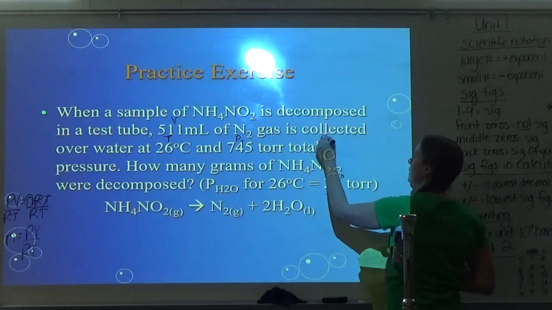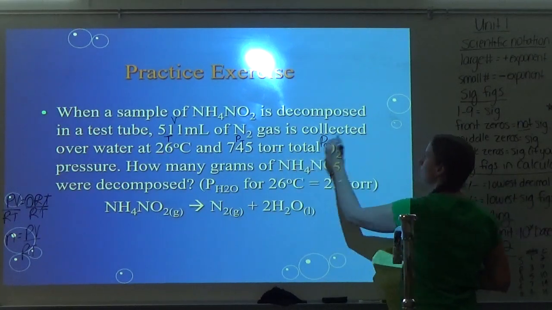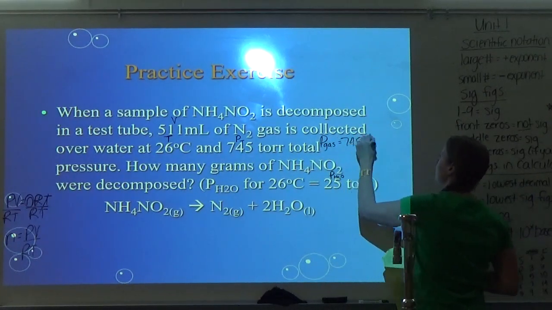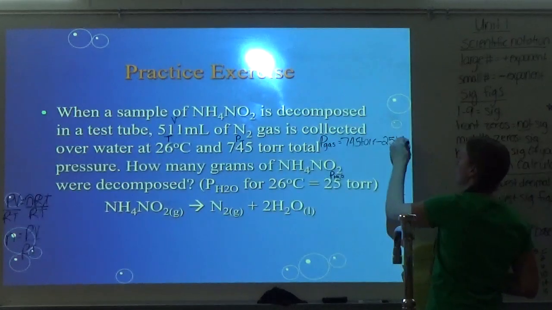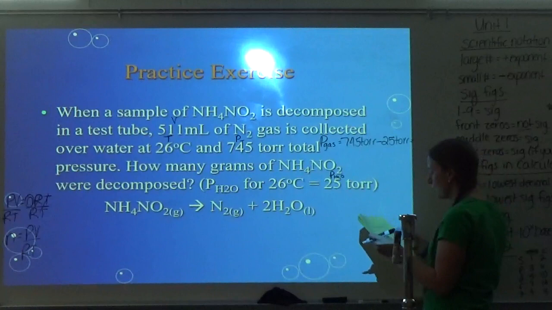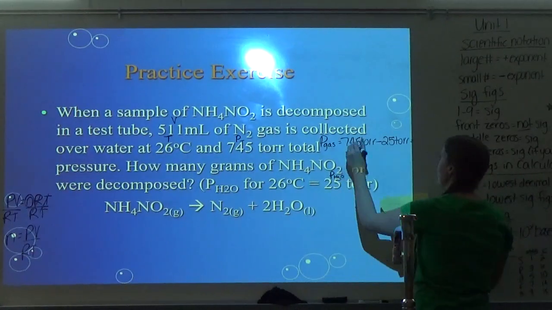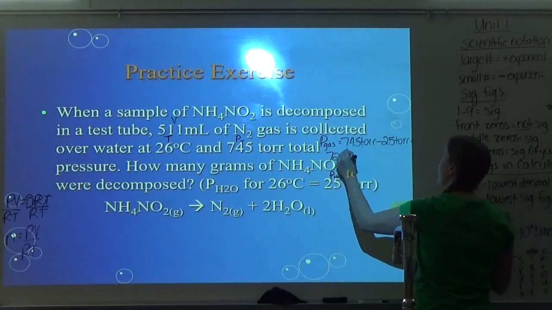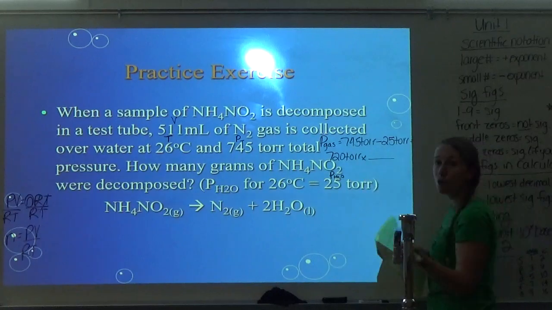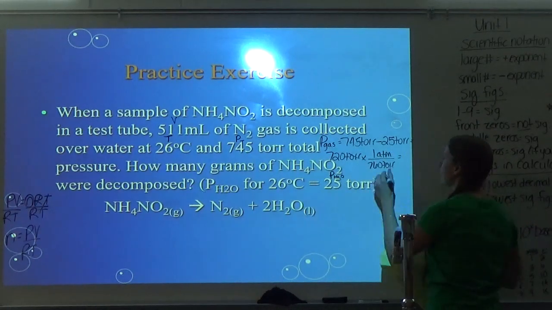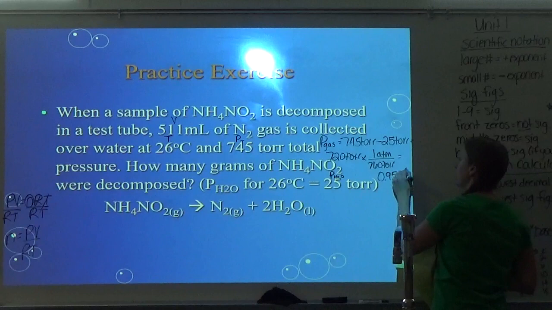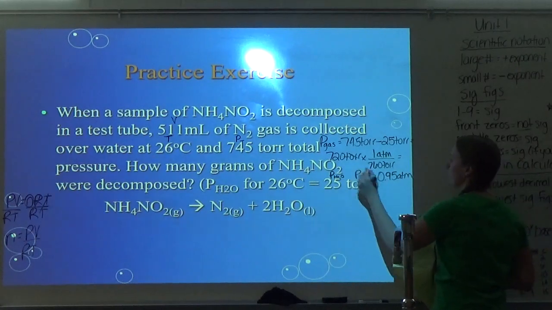Okay, so to get the pressure of just the gas, I'm going to do the total pressure, 745 torr, minus just the partial pressure of water, which is 25 torr. So of course, I'm going to get 720 torr, but I'm about to use the ideal gas law, so I'm going to go ahead and convert that. 760 torr is 1 atm, so my torr cancel, and I end up getting 0.95 atm. So that is my pressure.